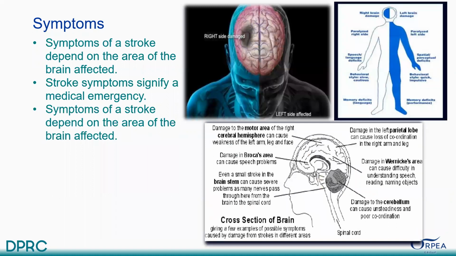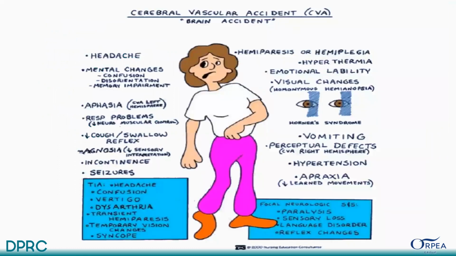And as you can see here, the symptoms of a stroke depend on the area of the brain affected. If we have damage in the right side, it will affect the left side of the body, or the opposite side of the body. Stroke symptoms signify a medical emergency. As we see here in the picture, this patient has focal neurologic signs. We can see paralysis and sensory loss, a language disorder, and reflex changes.